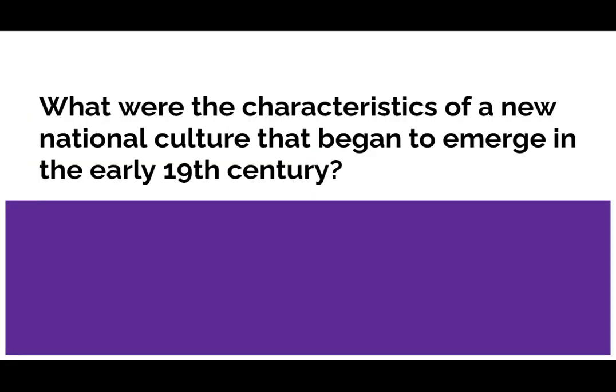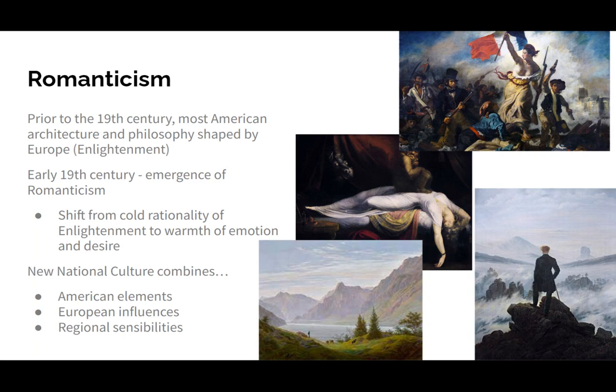Okay, so what were the characteristics of this new national culture and identity that began to emerge in the early 19th century? And this is a pretty important concept for Unit 4, this idea of a national identity emerging that's really uniquely American. Some of this is going to be based on American elements, some on European influences, and some of it will reflect the regional cultural sensibilities of different parts of the United States.